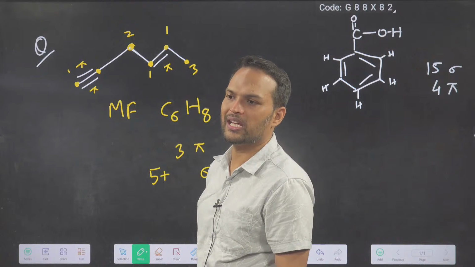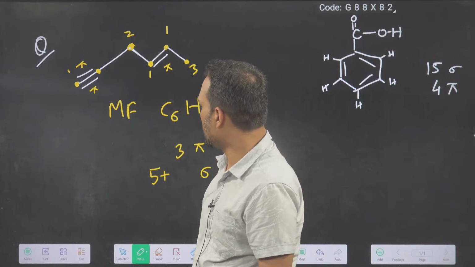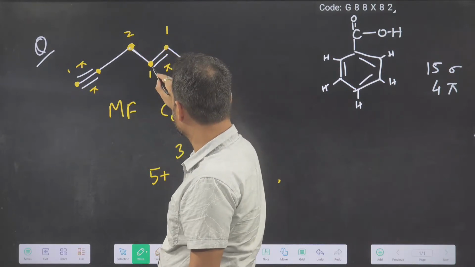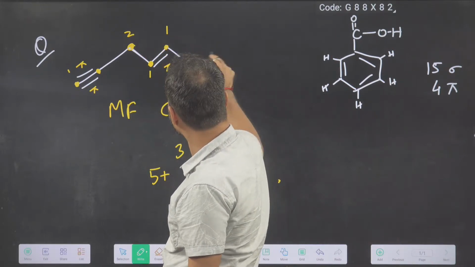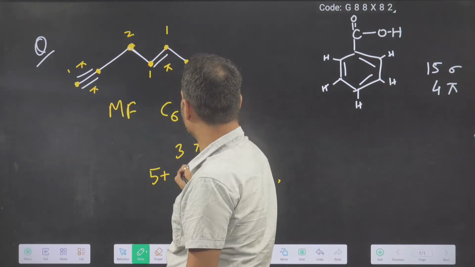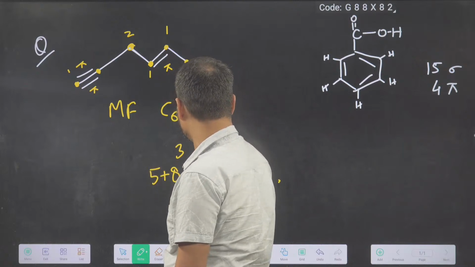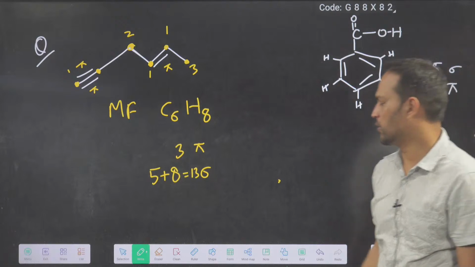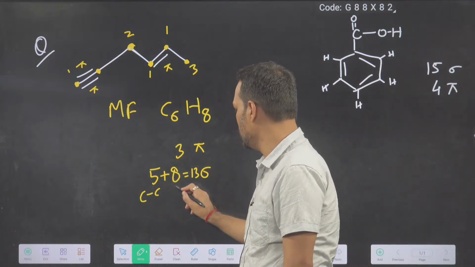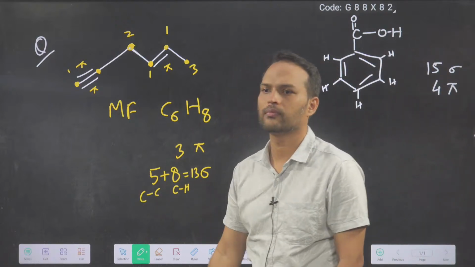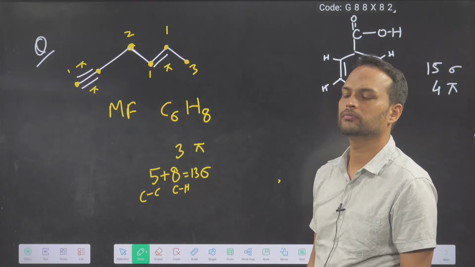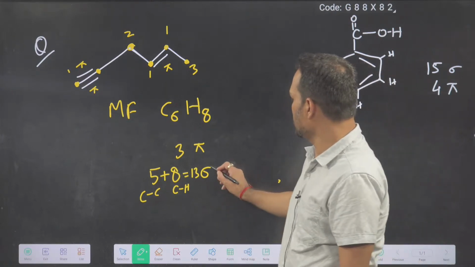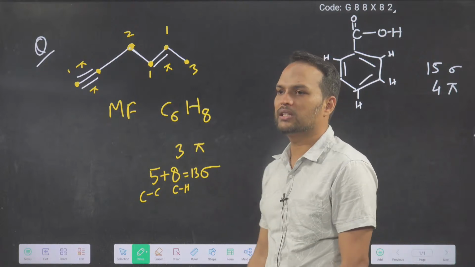Now count CH bonds. So 1 CH bond here, 2 CH bonds here, 1 CH bond here, 1 here, 3 here. So you can say 8 more, 5 plus 8. So this is 13 sigma bonds. Is it clear to everyone? This is CC, this is CH. So 13 sigma and 3 pi.